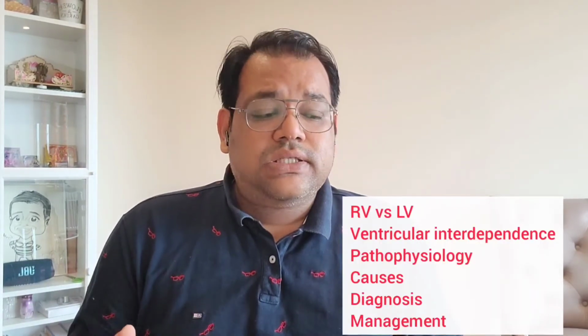So let's start. One by one, we will discuss under the following headings. First, the differences between the right and left ventricle. We will also learn about ventricular interdependence. Then we will see the pathophysiology of right heart failure, and following that the causes of right heart failure, with more focus on the critically ill subgroup. And in the end, we will discuss the diagnosis and management of right ventricular failure in critically ill patients.